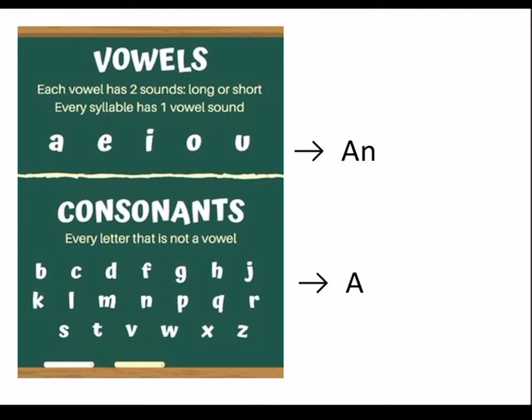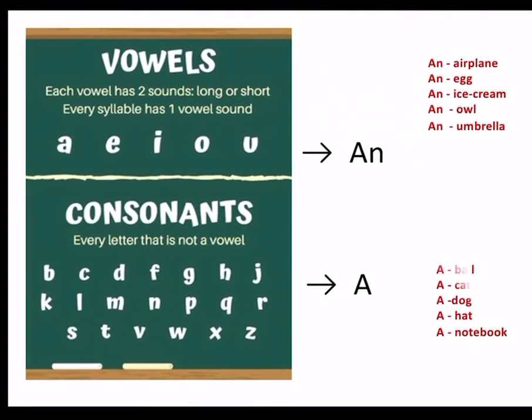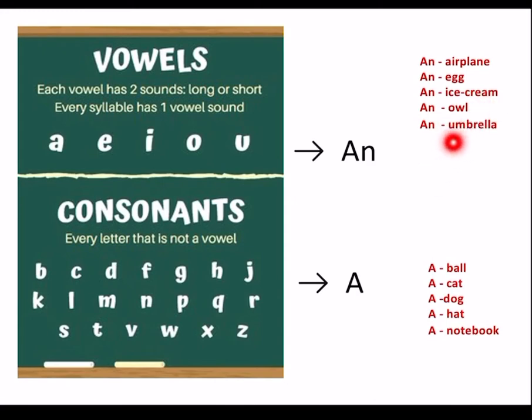Now when to use the indefinite articles a and an? In front of vowels. Now you already know what vowels are. From school level we have known that a, e, i, o, u, these letters are known as vowels and all the remaining letters are known as consonants. In front of all the words beginning with a, e, i, o, u, you will use an. And you will use a in front of all the words that begin with consonants, like here: an airplane, an egg, an ice cream, an owl, an umbrella, a ball, a cat, a dog, a hat, a notebook.